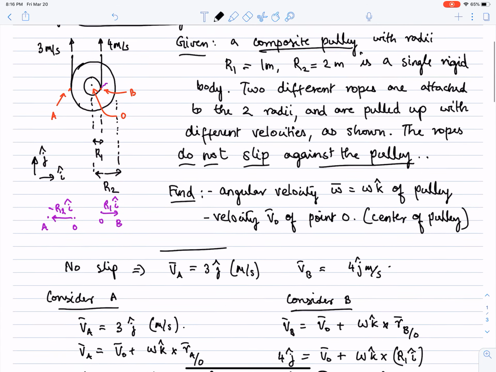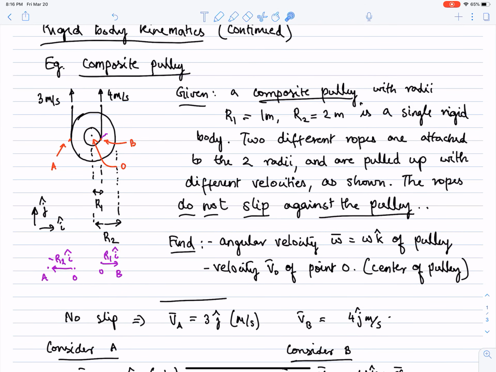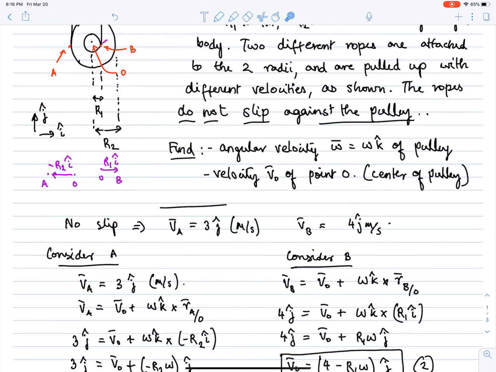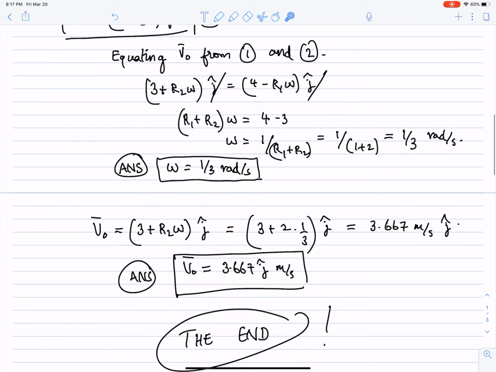So what did we do? We were told about this pulley, which is a single rigid body. Two ropes are connected to two different radii, and they're going at two different velocities. And because there's no slip, the rope velocity is the same as the points on the pulley that are touching the rope. And then we are using this equation that relates velocities of different points on a rigid body, and essentially using two such equations to solve for all the unknowns. And that's it.